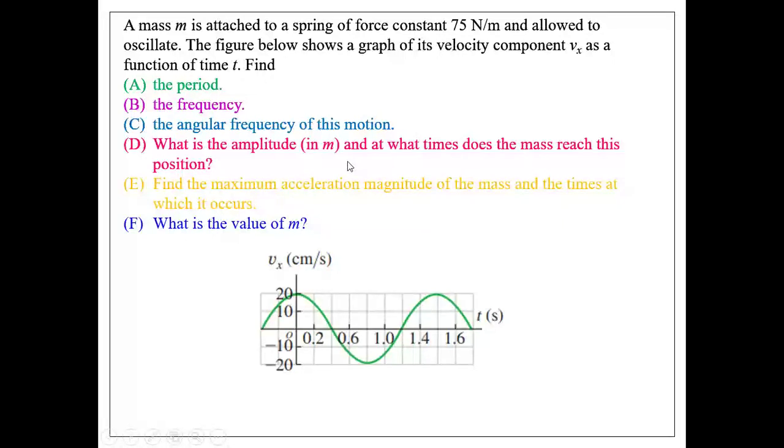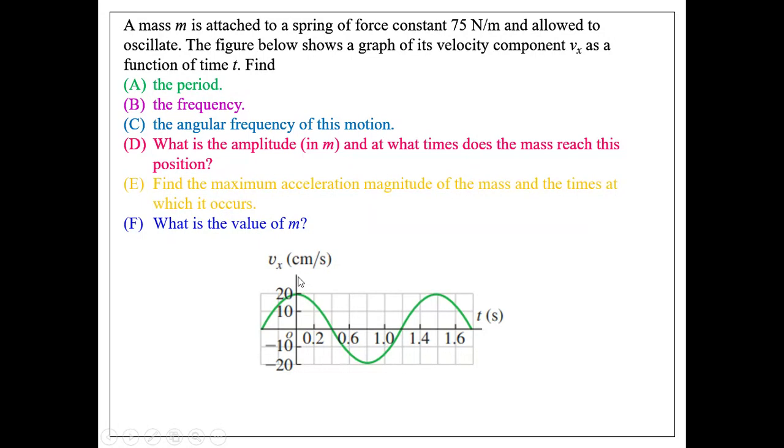In this video, we have some unknown mass attached to a spring with a spring constant of 75 newtons per meter. It is allowed to oscillate, and the velocity versus time graph is given to us here. So let's go and crack out A, B, C, D, E, F. If you need to, pause it.